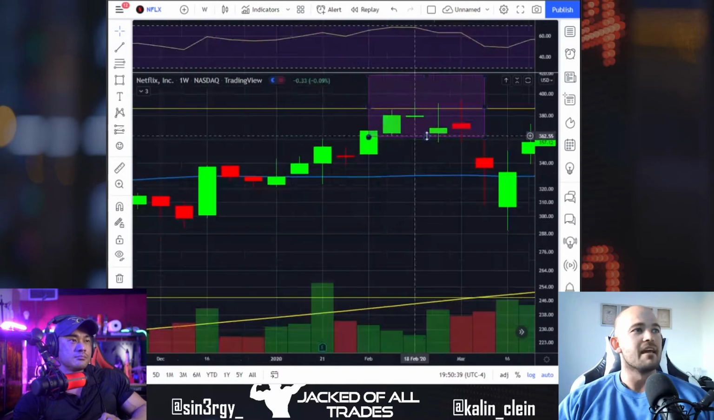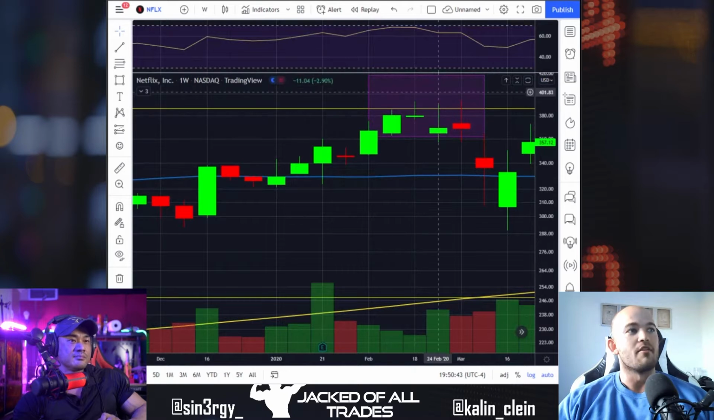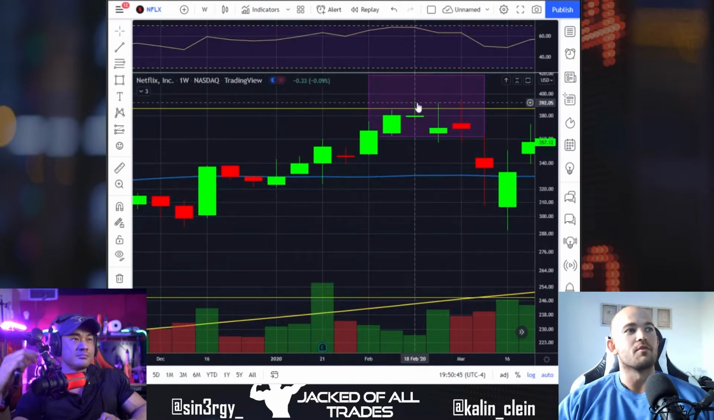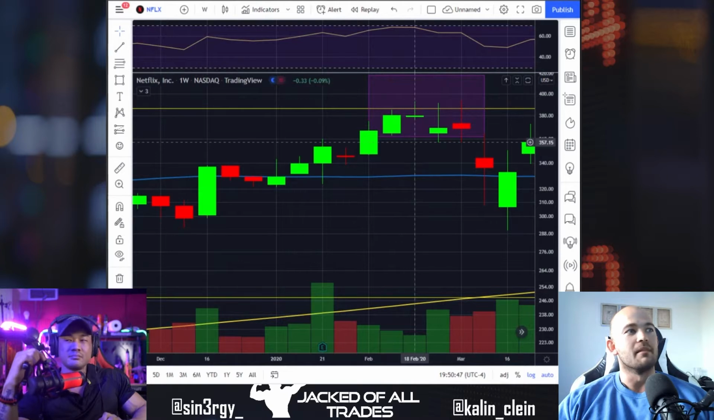So we kind of see that a little bit where it's wicked over the line and then it's gone down, and then you get another big top wick and another big top wick. So it's broken that level a little bit.